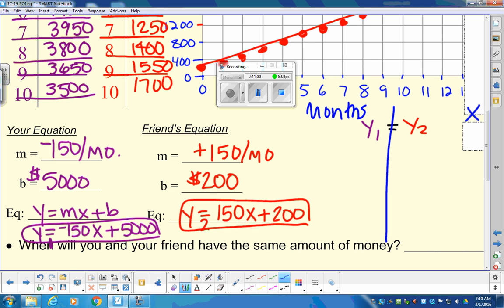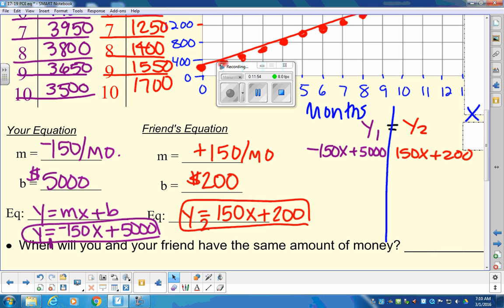Here we go. So equation 1's value is negative 150x plus 5,000. Notice I drop off the y value and I input the mx plus b. Equation 2's value is 150x plus 200. This is called a multi-step equation with a variable on both sides. Notice you have a variable x on both sides.